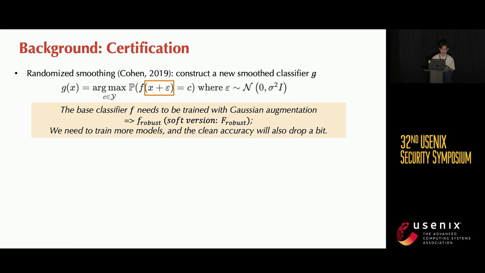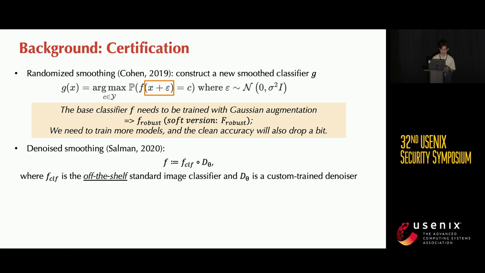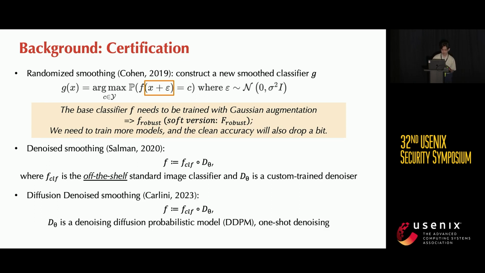So later, Salman proposed that we can attach a pre-trained denoiser, and we can use such a denoiser to purify the noisy image first, and then use an off-the-shelf standard clean image classifier to do the prediction for the purified image. In this way, we do not need to train any new prediction models, and the clean accuracy will also be maintained at a high level. And later, Carlini proposed diffusion denoising smoothing. It just proposed a better denoiser, which is DDPM here.